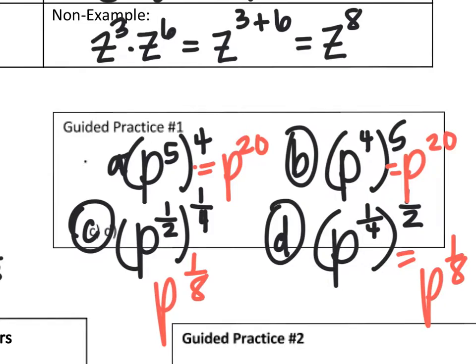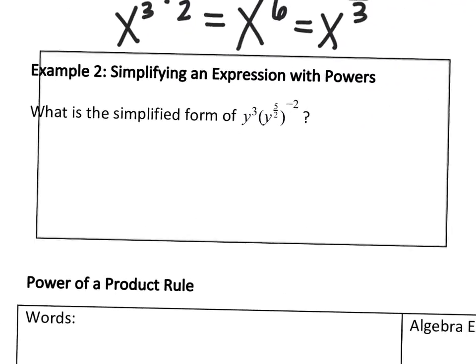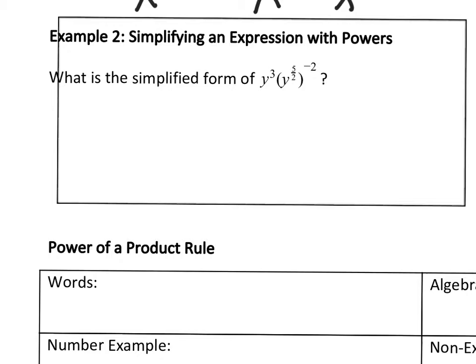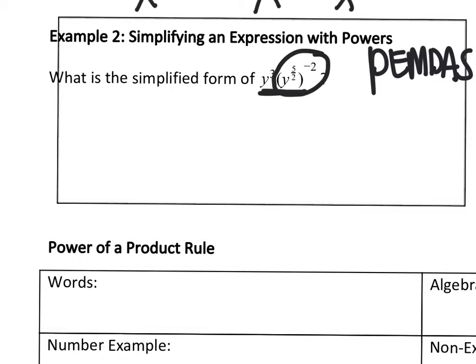Example 2. Simplifying an expression with multiple different powers. So what you want to do, you have to do exponents first before you can multiply, according to the order of operations. So we're always following that. So we're going to do the exponent here, which is a power of a power. The y to the 3rd doesn't change, so we're going to leave it alone.